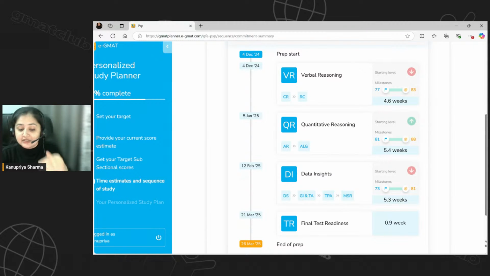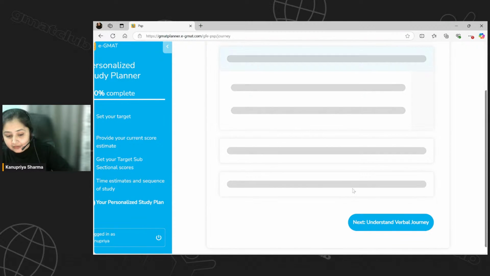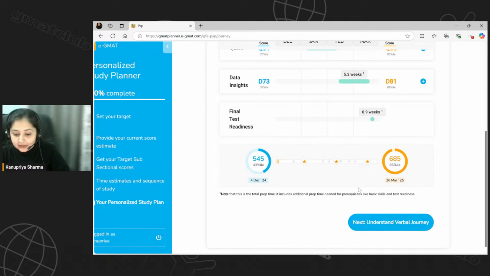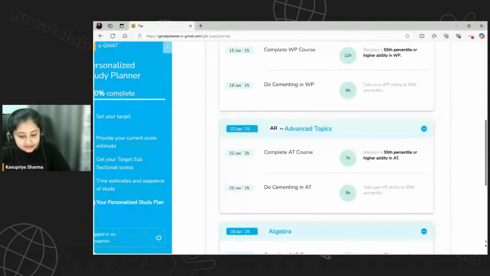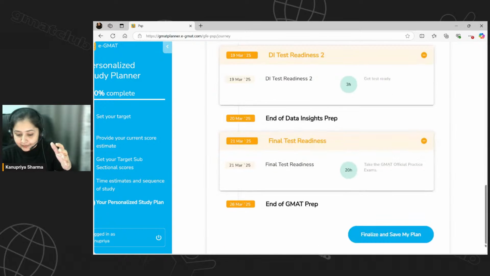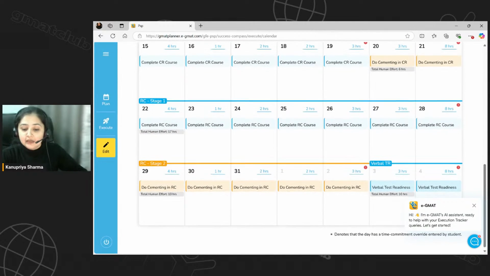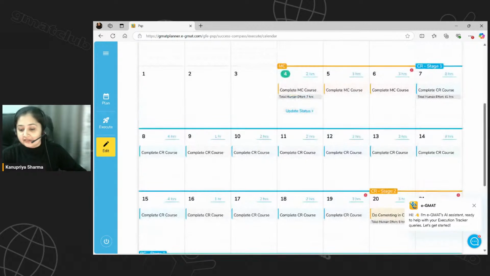The plan is actually this, that in order to get to your target, what should be your target score in verbal? What should be your target score in quant? Similarly, at subsectional level, what should be your targets and how you should be proceeding for that, right? So you will get all the detailed steps with the time estimates here. All right. So these are all the detailed steps. You do not need anyone else to create this plan for you. And as soon as you execute your plan, you will be able to see this plan on this calendar view.